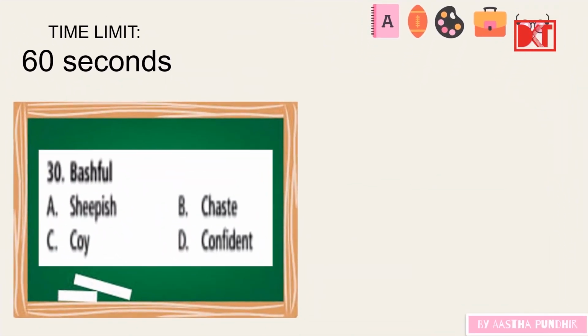The next word we have is bashful. Here the options are sheepish, chaste, coy, and confident. Bashful refers to someone who is shy and reluctant. So here the opposite could be confident. All the others, A, B, C, could be synonyms of bashful as well, whereas confident is an antonym.